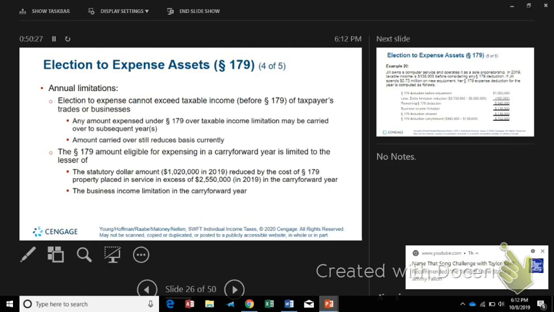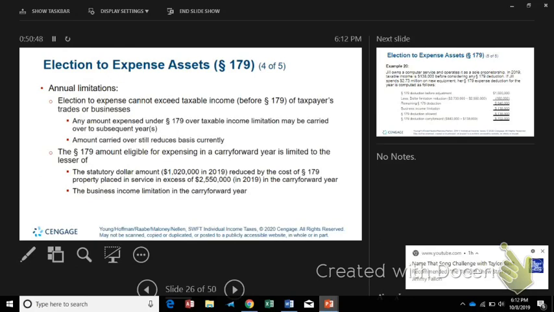So, any amount expensed that is under the 179 limit can be carried over. So, if your taxable income is too low, and you can't use your Section 179, you can carry it over to the next year. All right? Amount carried over still reduces your basis.